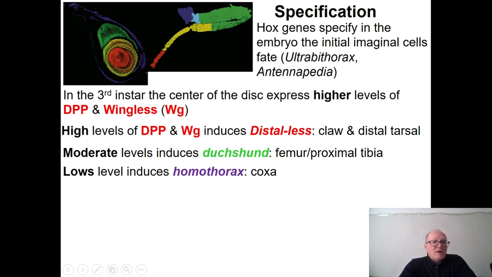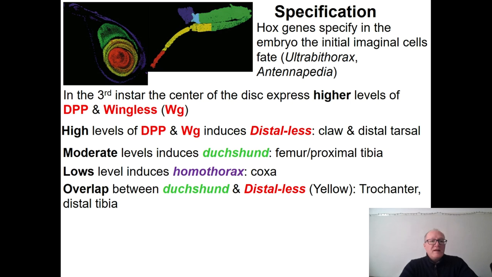A low level of DPP and wingless is required for the expression of homothorax. And homothorax, which you can see expressed here on the edges of the imaginal disc, corresponds to expression in the coxa of the leg, which is the most proximal part of the leg itself. And finally, an overlap of expression of Dachshund and Distal-less is necessary to express the trochanter.